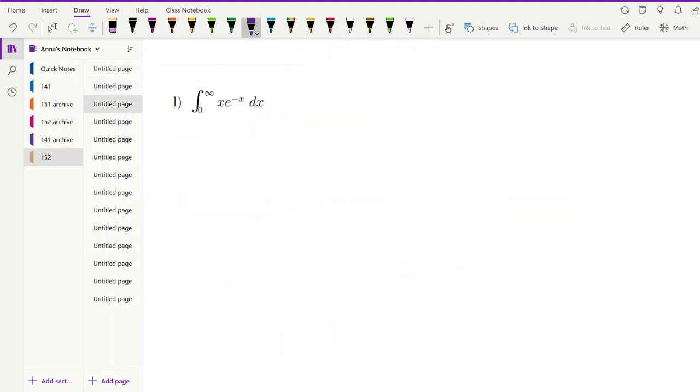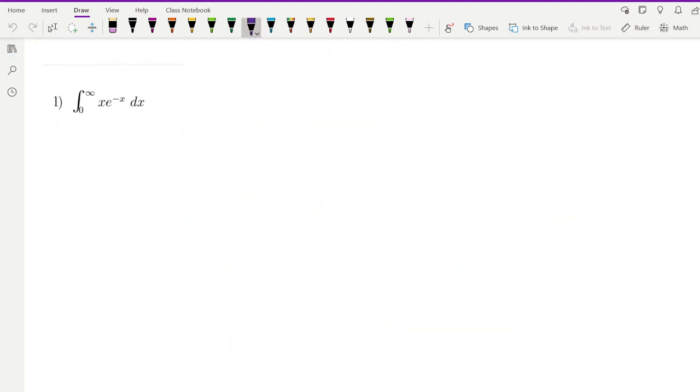All right, so next we have 1L, so another improper integral. So this one, again, pretty clear that it's improper because we have infinity as one of our bounds. So this is one where we're actually just going to evaluate it using limits. We're not going to use the comparison theorem.